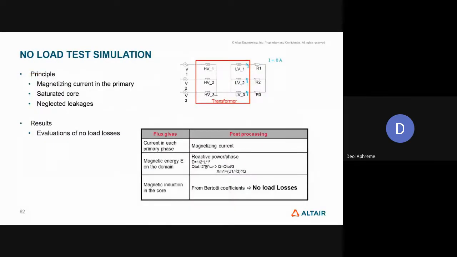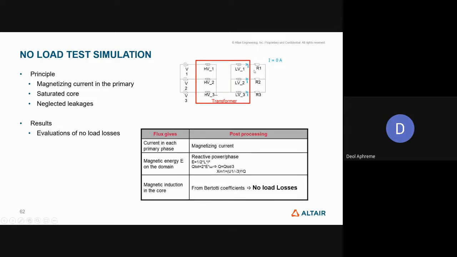This is an example of a no-load test simulation. Since Flux is a finite element tool, you will have to manually calculate some of the quantities that you wish to visualize. So if you want to see the impact of the current or the voltage that you're pushing through the primary, you will have to manually calculate the impact of it on the secondary and then visualize. You can see here in the red box, we have what represents a transformer in the conventional sense, and everything outside it is just to visualize the results.